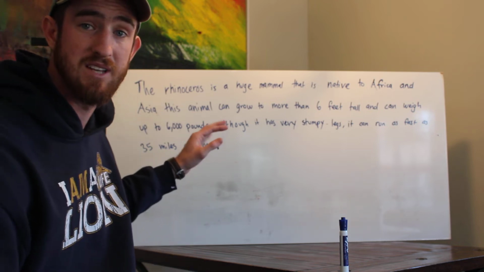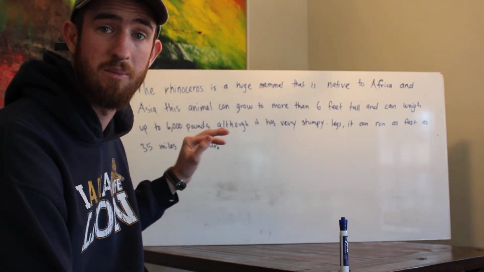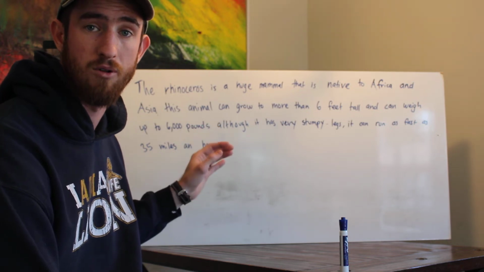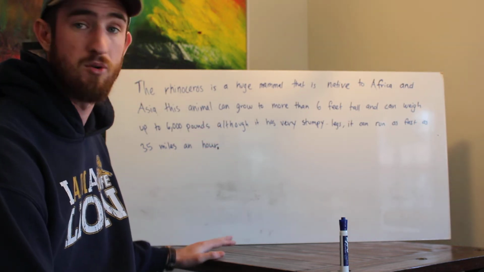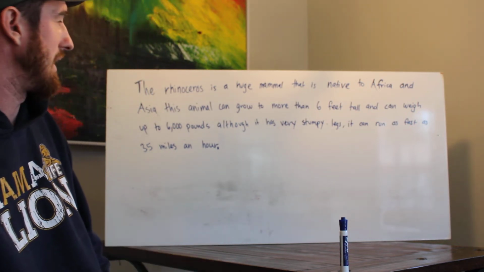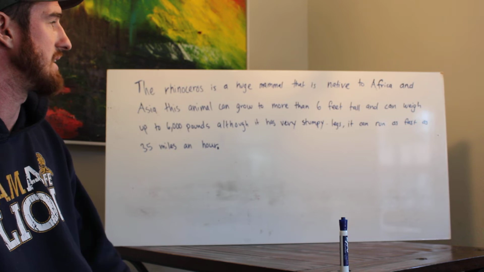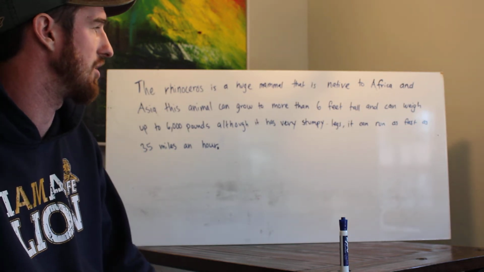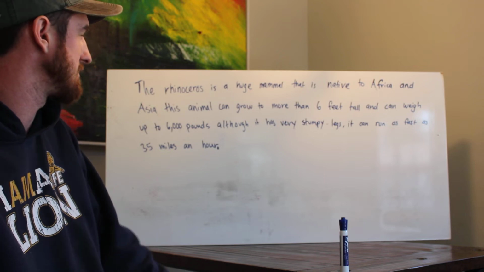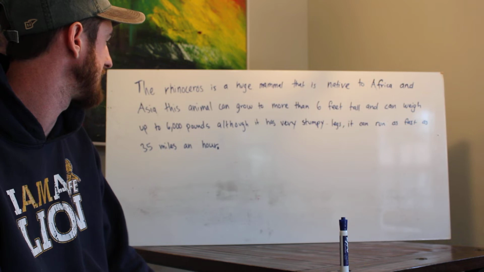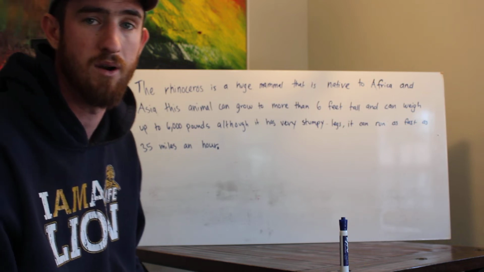So what I've done here is I've taken the first 3 sentences from the passage about rhinos from the 2019 4th grade writing test. I'm going to read it first, and then I'm going to explain what I would do with it. It says, "The rhinoceros is a huge mammal that is native to Africa and Asia. This animal can grow to more than 6 feet tall and can weigh up to 6,000 pounds. Although it has very stumpy legs, it can run as fast as 35 miles an hour."